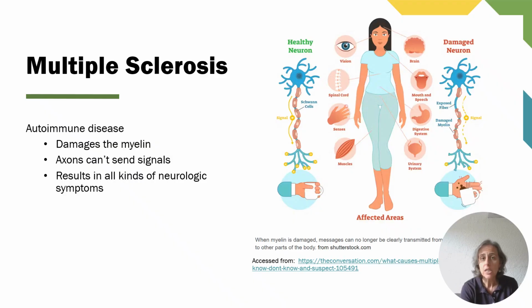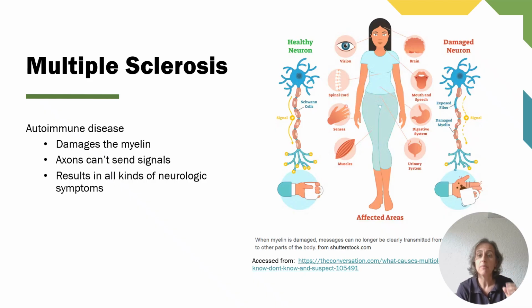Now, what's very interesting about this particular disease is depending on which axons, which neurons, where in your body, you can get all kinds of different symptoms. So in the graphic here, you can see you might have problems with your vision. You might have problems with sensation.